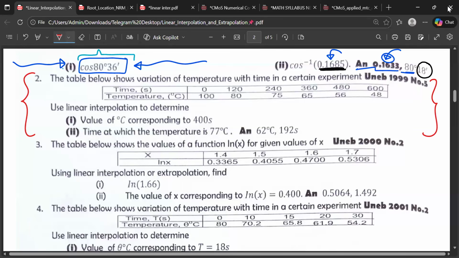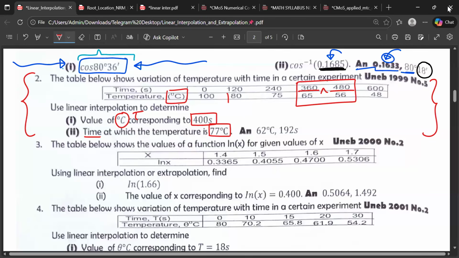Okay, so I'm giving you research, but I'm at least guiding you, so you have a beginning point. And I also want to see my discussion groups active. So they're asking for the value of degrees Celsius, which is the value of temperature, corresponding to 400 seconds. You understand? So 400 seconds is between 360 and 480. So you can get the corresponding value of T, which is the corresponding value of degrees Celsius, by using linear interpolation.